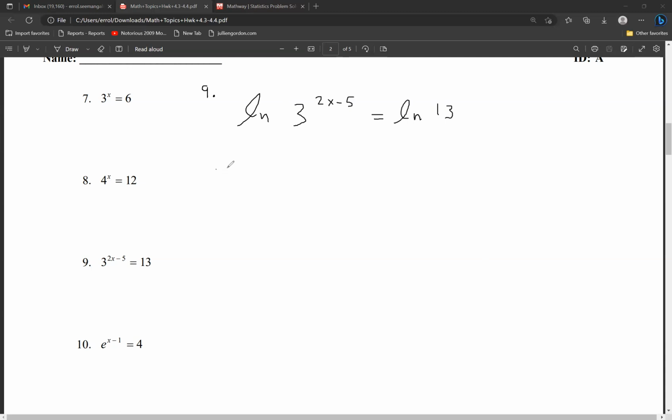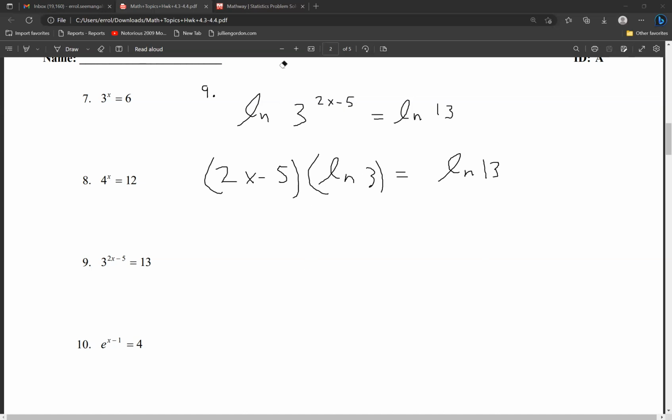Okay, so now we're going to bring down the 2x minus 5 to the front. So (2x minus 5) ln 3 equals ln 13. All we did was bring down the exponent so far, right? To the front. So now, what are we going to do here? This is multiplication here, right?